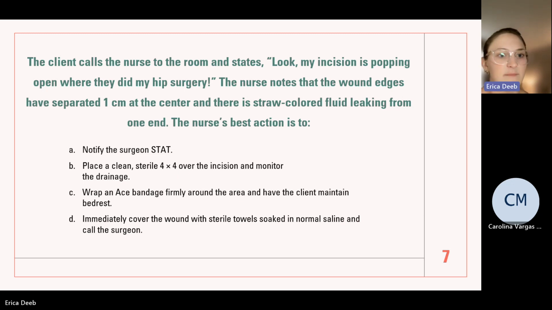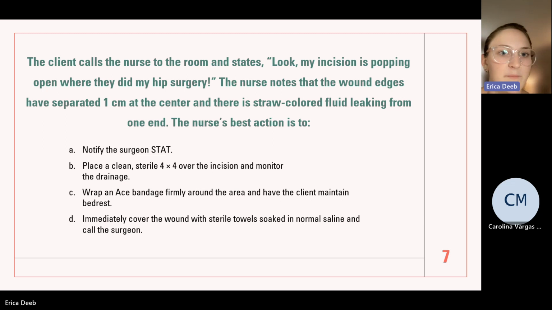So for this one, it's going to be B. We want to place a clean, sterile 4x4 over the incision and monitor the drainage. A 1 centimeter separation of wound edges is too small for dehiscence. So that's why we would only place the sterile 4x4 over. Now, if it had actually dehisced, then we would do D, immediately cover the wound with sterile towels soaked in normal saline and call the surgeon. That's what we would do if it dehisced or eviscerated.